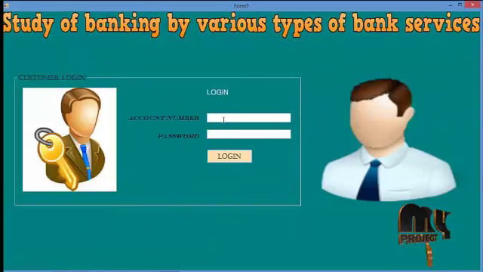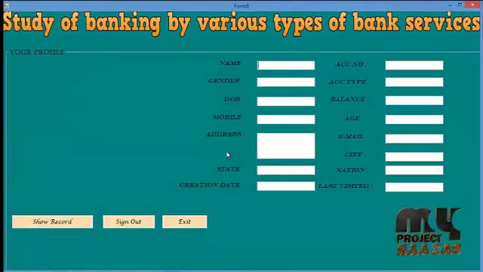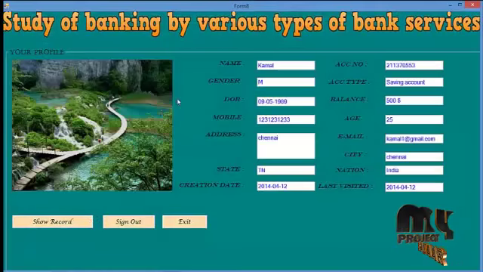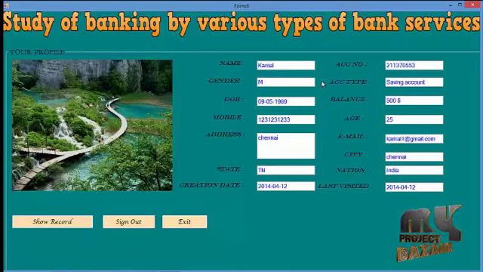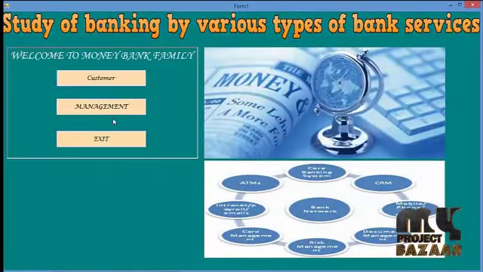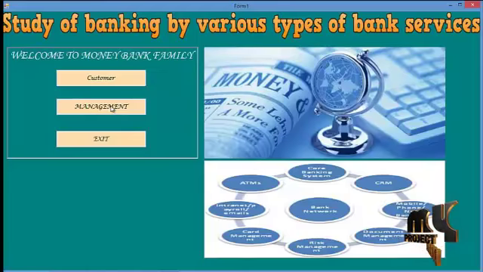Here the customer can view the profile in a more detailed form. The customer needs to provide his account number as well as password in order to log in. Here the user can see his detailed information in this form. Sign out. Now we're going to see the management strategies.